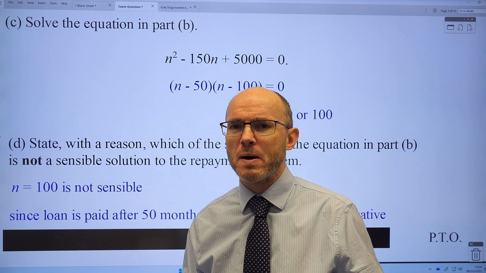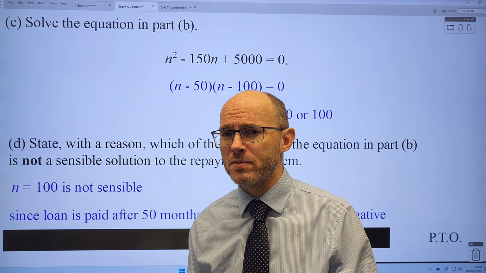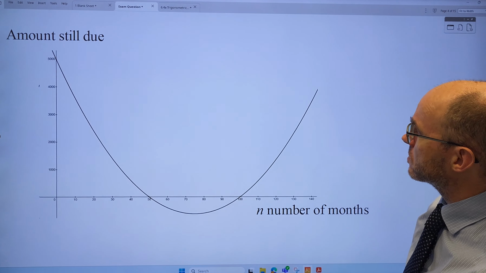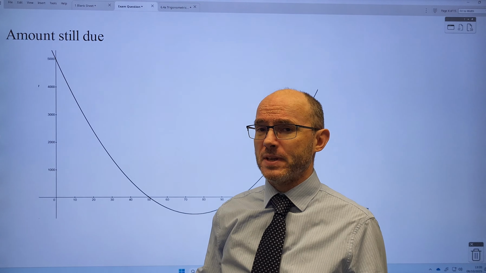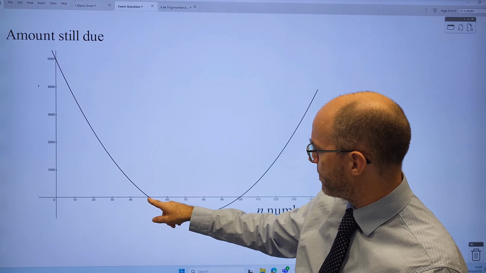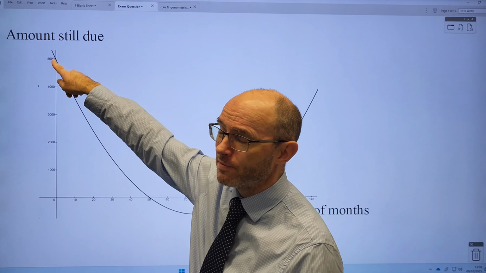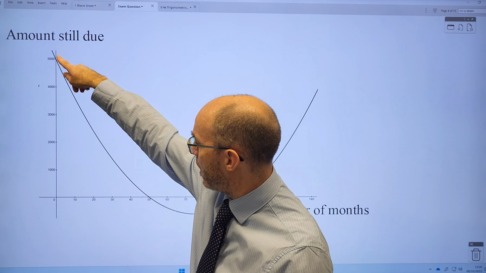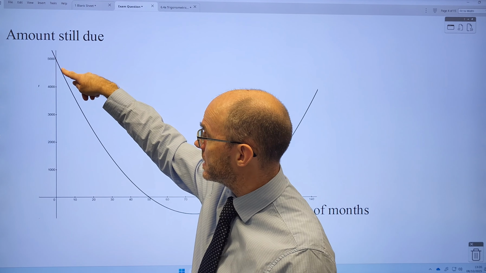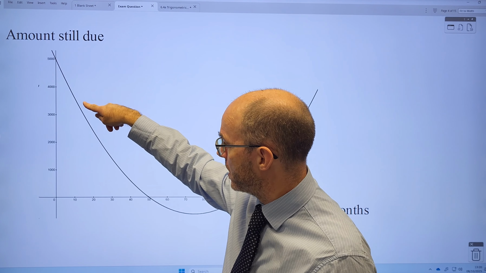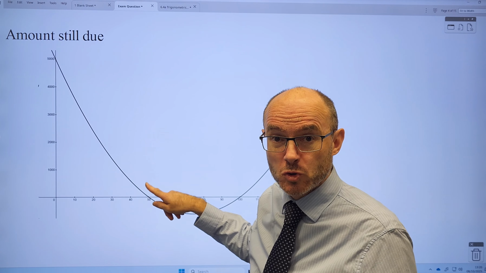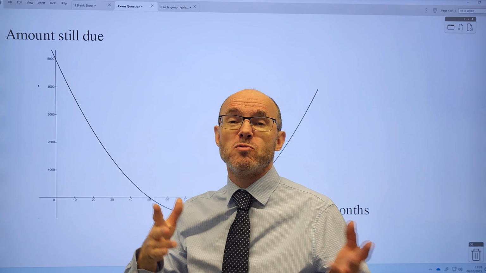Alternatively, you could think about what's actually happening after those 50 months. Let me show you a graph which makes sense of it all. This is the graph of that quadratic equation, (n minus 50)(n minus 100). You can see the roots here, 50 and 100. Basically, she starts off with £5,000, and then after all the months, the amount she still owes is decreasing because she's paid it off. But then it gets to a point when she's paid it off completely. That's it. You stop. You don't do any more repayments.